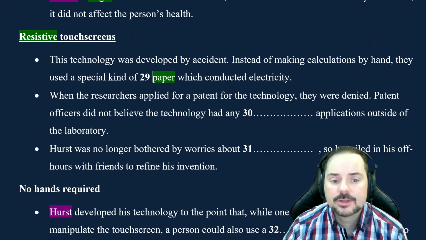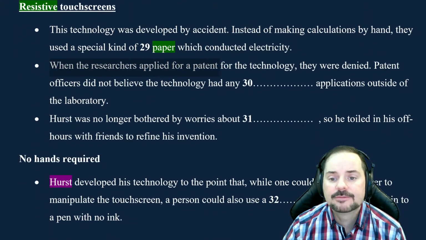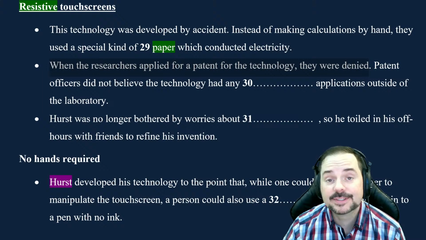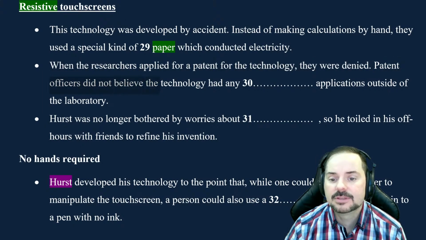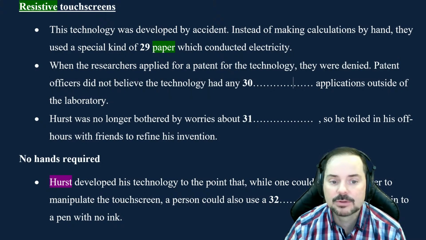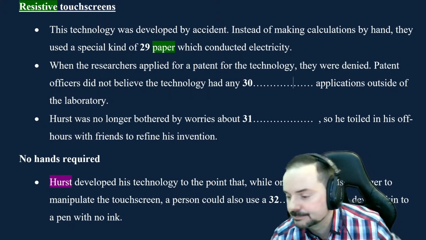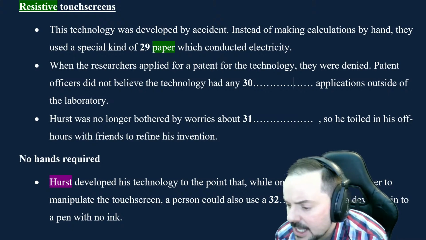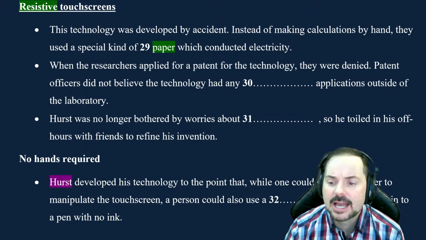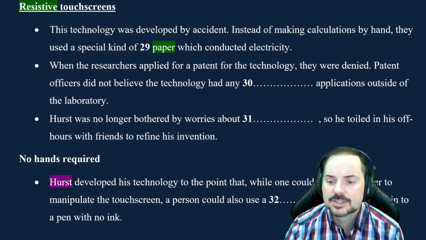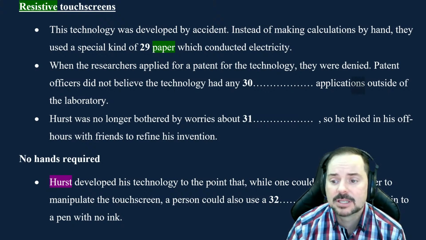All right. When the researchers applied for a patent for the technology, they were denied. I thought this was very interesting. Patent officers did not believe the technology had any something applications outside of the laboratory. It didn't have any something applications. Now here, it's going to be an adjective, right? Because applications is the noun. So we're looking for an adjective.